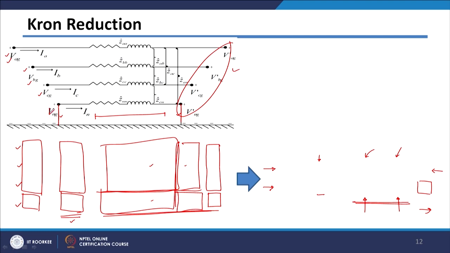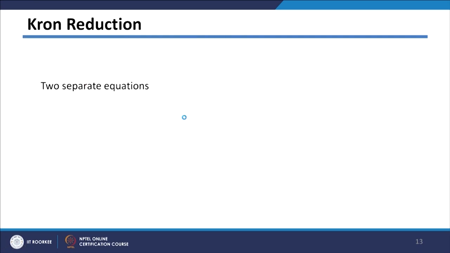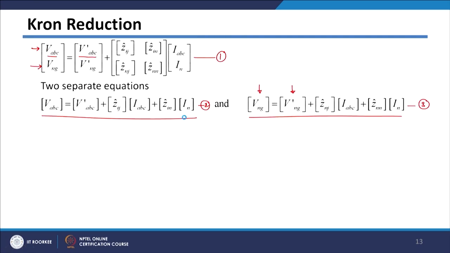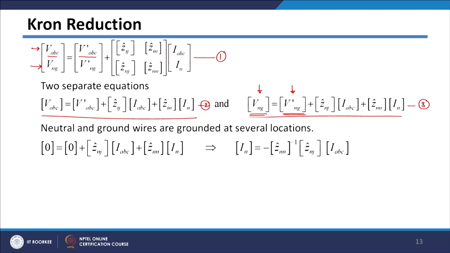So, VNG and V dash NG, since they are grounded at multiple locations, the voltages VNG and V dash NG will be 0. You can see that this VNG voltage and V dash NG, because of multiple grounding, will be 0. So, from this equation number 3 I can write VNG which is 0, V dash NG is 0, and then the remaining terms are ZNJ multiplied by IABC and ZNN multiplied by IN.